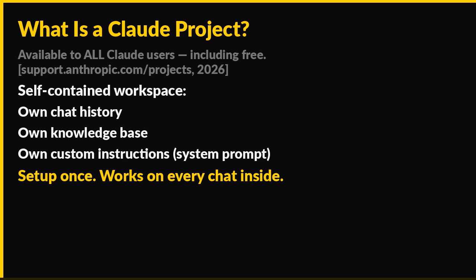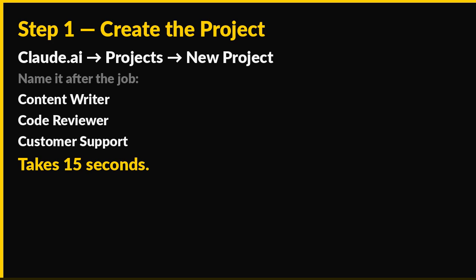Step 1. Create your first project. Go to Claude.ai, click Projects in the left sidebar, and click New Project. Give it a name that describes the job. Content writer, customer support, code reviewer, whatever you actually do. This takes about 15 seconds.